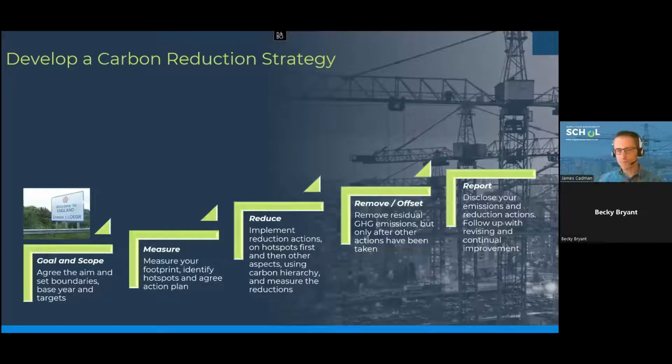So there's a kind of five-step simplified process here about understanding what you're trying to achieve. What is the goal? When is the goal? What is the scope? What's included within that? Is it all of our business? Is it just one facility? Is it one project? So what's involved in that is really important. There's a measurement piece. If you can't measure it, you can't manage it. It's a cliche, but it's true. If you can't do that, you can't understand how much progress you've made.